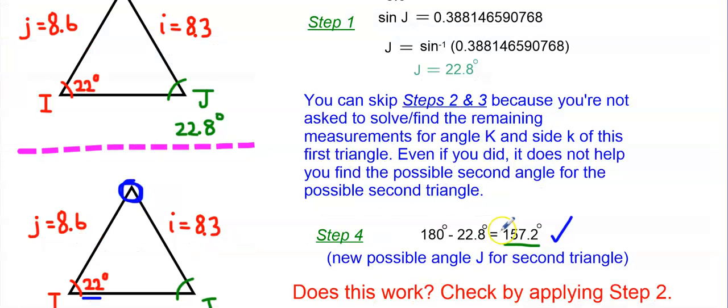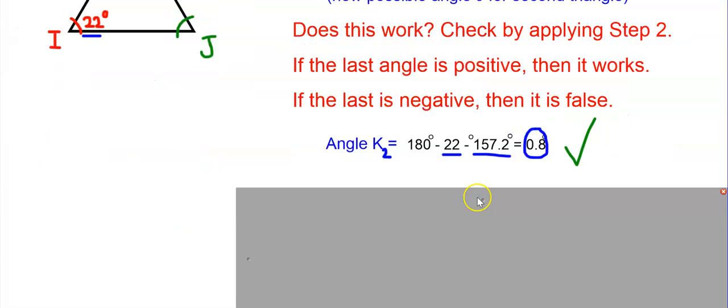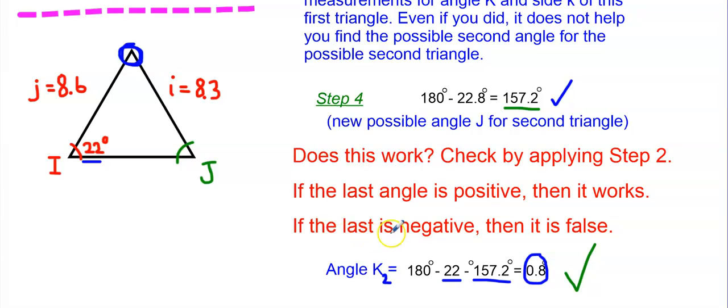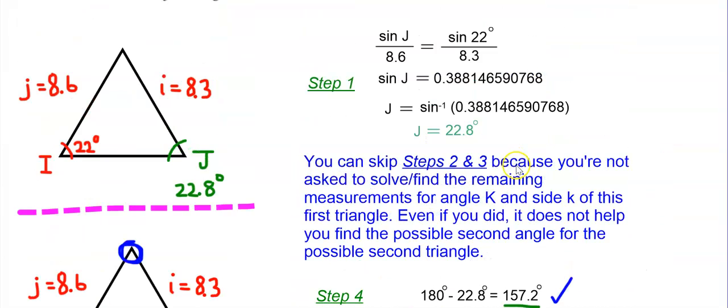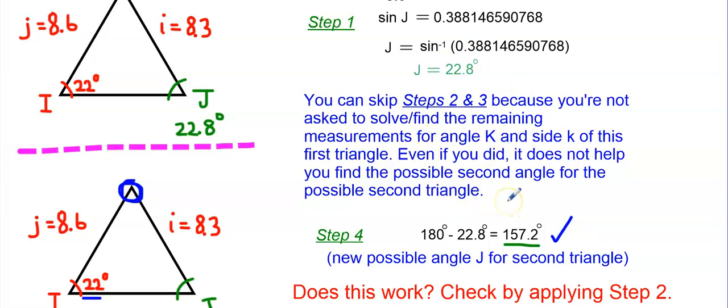Now, going back to this problem, if you did successfully find the first angle, and you wanted to find the second angle, and you found this number, and if you applied step 2 to check and your last angle was negative, then it is false, and you would have only applied the first angle. That would have been an example where only one angle would have been a solution to this problem. Again, if you got undefined earlier, then it would have been no solution, but this is an example where you have both solutions.